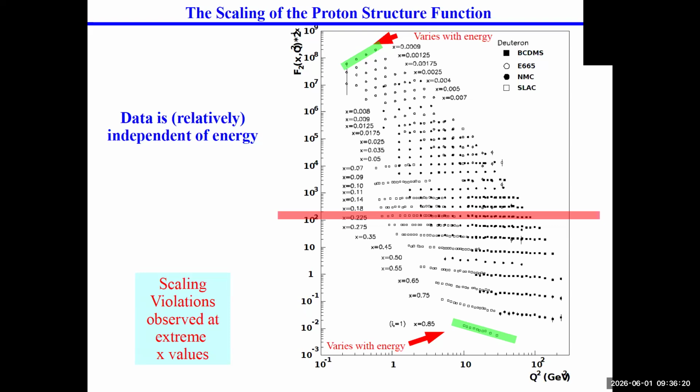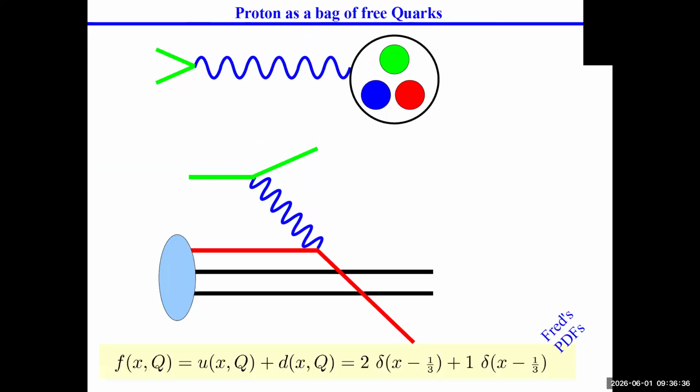There are scaling violations observed at the extreme x values. We'll get to the scaling violations later. But the important thing is that, to a good approximation and over a large range of x, it seems to be independent of energy, which suggests a point-like object. So, parton model. That's the first time I've said parton model.